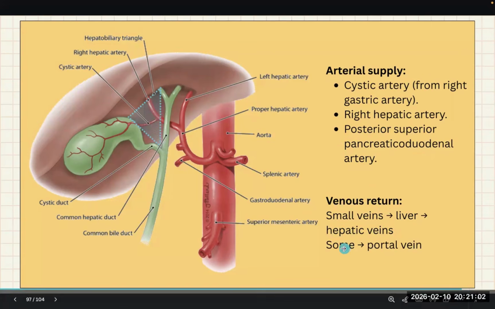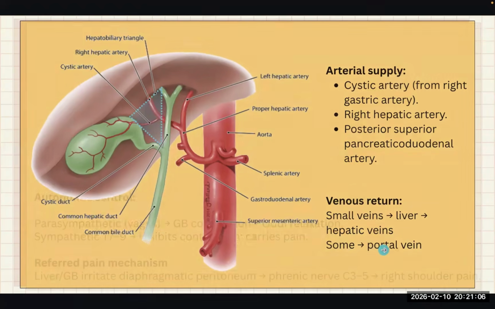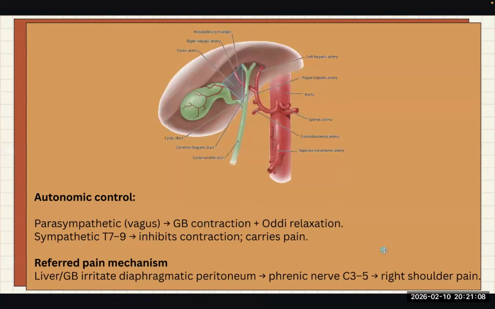Now for the venous, you have small veins pouring into hepatic veins, and some of them will give me the portal vein. So this is the whole tributary idea. All right? And now for our nerves. To be honest, I don't remember us ever getting a nerves question, but it's important to understand it for the physiology of it as well.